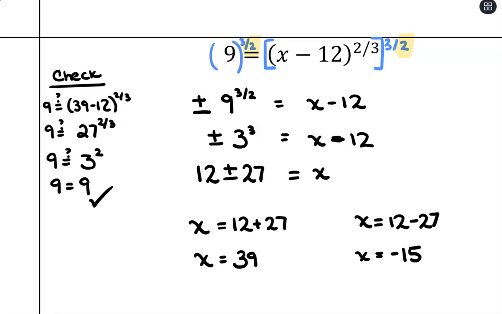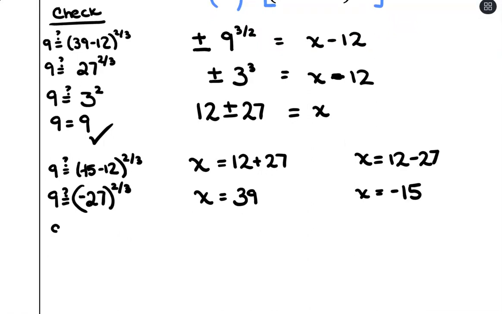That one works. Then our next one, we're going to see if 9 is equal to negative 15 minus 12 to the 2/3. All right, so is 9 equal to negative 27 all to the 2/3? My cube root there is going to be a negative 3. After the cube root, let's go ahead and square it, and that'll give us a positive 9. So we're all good to go.